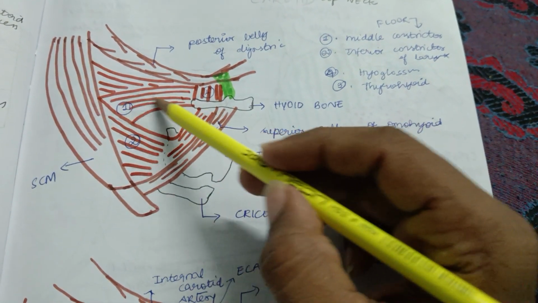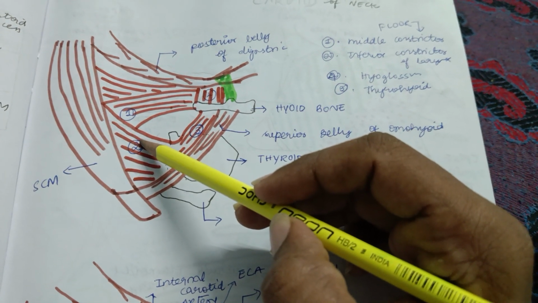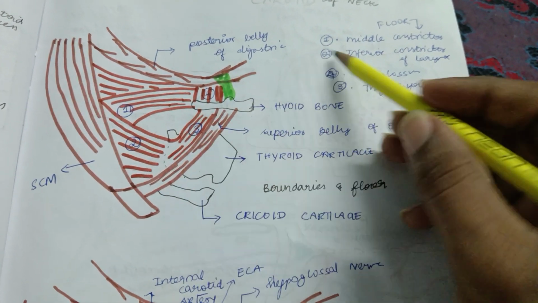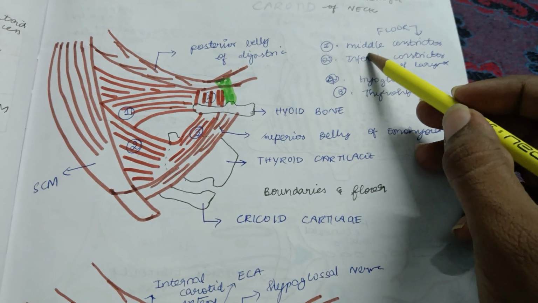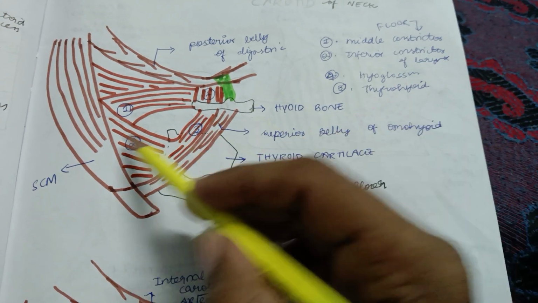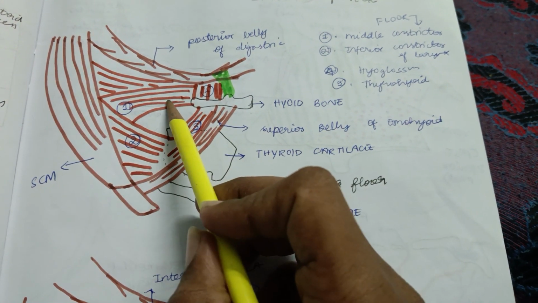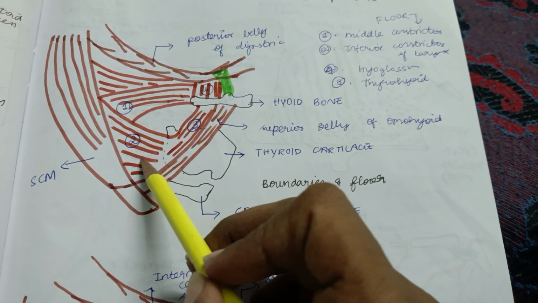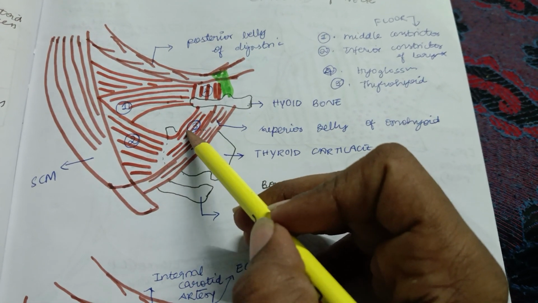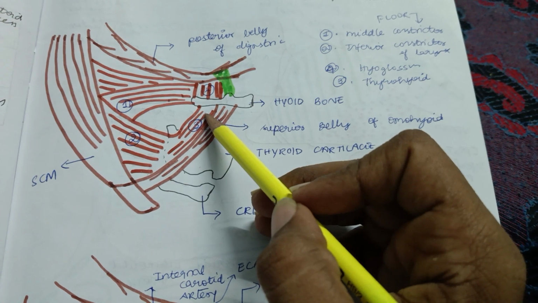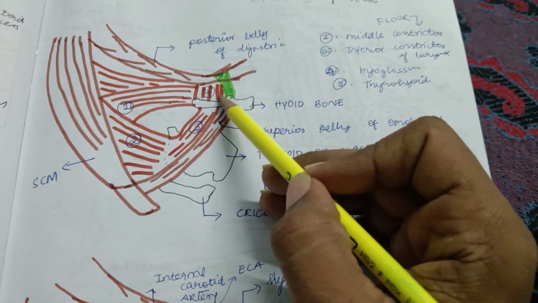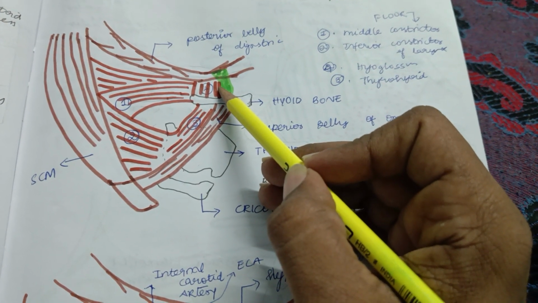And if you see the floor of the carotid triangle, it is actually formed by four muscles. First, it is the middle constrictor muscle. Then it is the inferior constrictor of the larynx. Then the third muscle is the thyrohyoid muscle, and the fourth muscle is going to be the hyoglossus muscle.